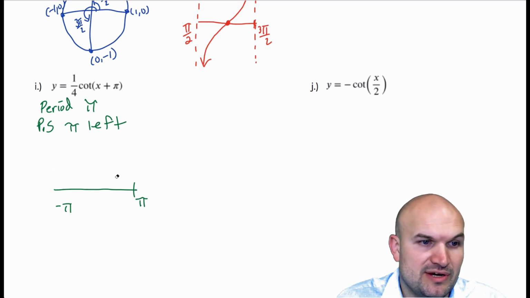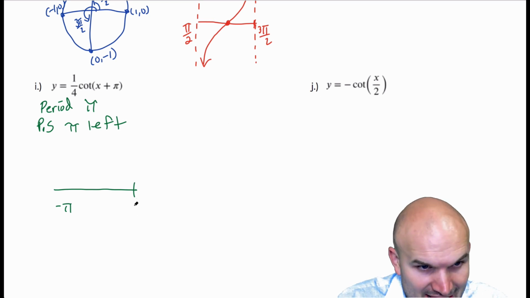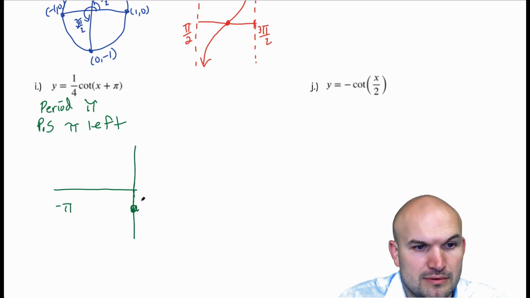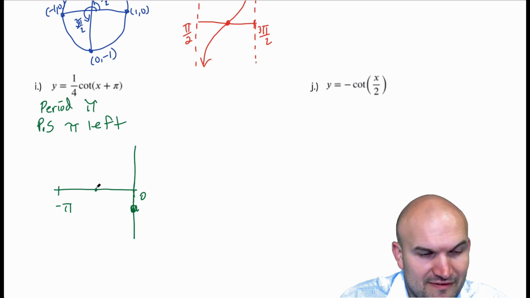So I'll write this out. Therefore, the end of my initial period is at 0, which is the y-axis, and half of that would be at negative pi halves.